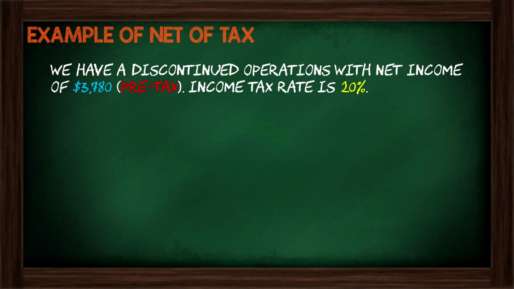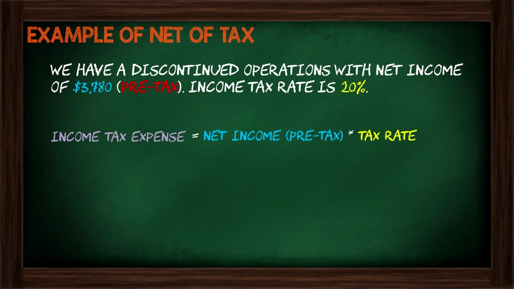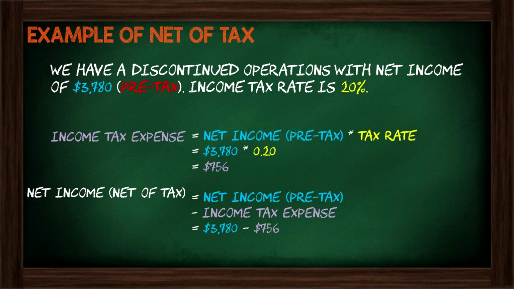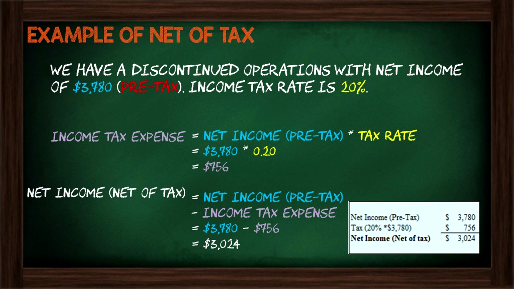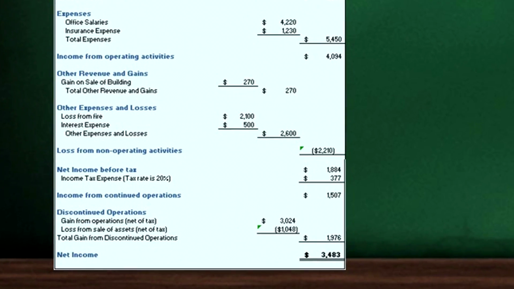So what we do is first we're going to calculate our income tax expense of this net income, right? And remember, income tax expense is just going to be our pre-tax net income times the tax rate. So we just do $3,780 times 20% gives us our income tax expense of $756. Then to figure out our net income that is net of tax, we're just going to take our pre-tax net income, $3,780, and subtract our income tax expense of $756, giving us a net of tax net income of $3,024.